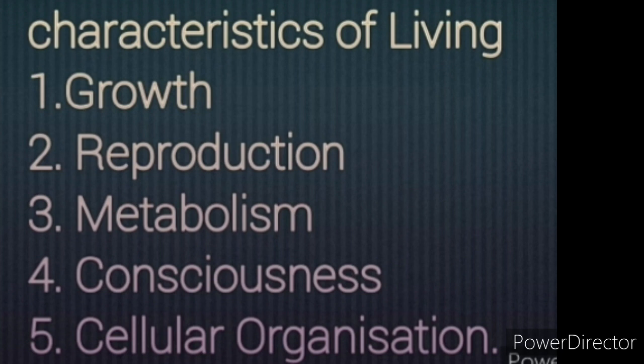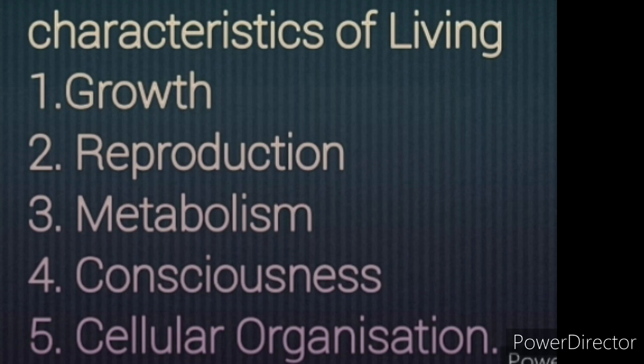There are two types of metabolism. The first one is catabolism, example respiration. The second one is anabolism, example photosynthesis. Okay, then the next point we discussed was consciousness. That means it is the ability to sense their surroundings or environment and respond to these environmental stimuli, which could be physical, chemical or biological. That is called consciousness.